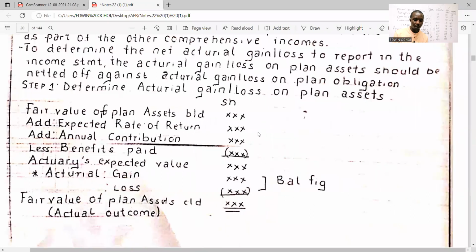To determine a gain or loss on plan assets, you start with the fair value of plan assets. You add the expected rate of return. Annual contributions are added, and you subtract benefits paid. You get the actuary's expected value. So this is the answer you get here. Once you compute this, the fair value of the plan asset at the end will be given. So what you need to determine is the gain or loss.